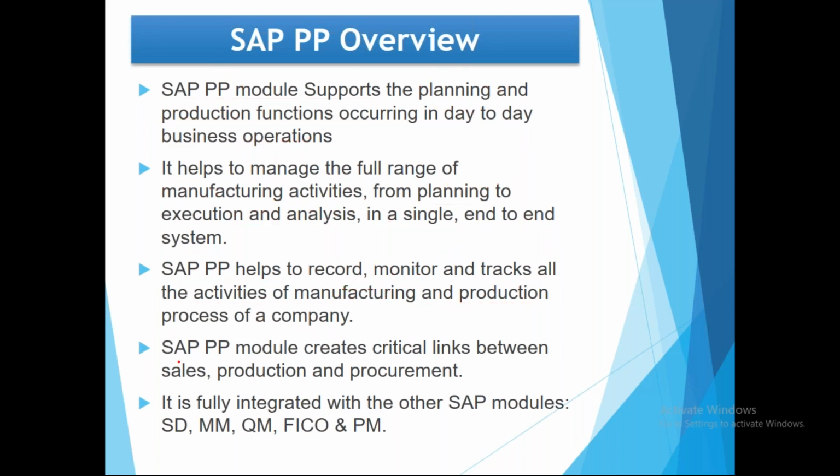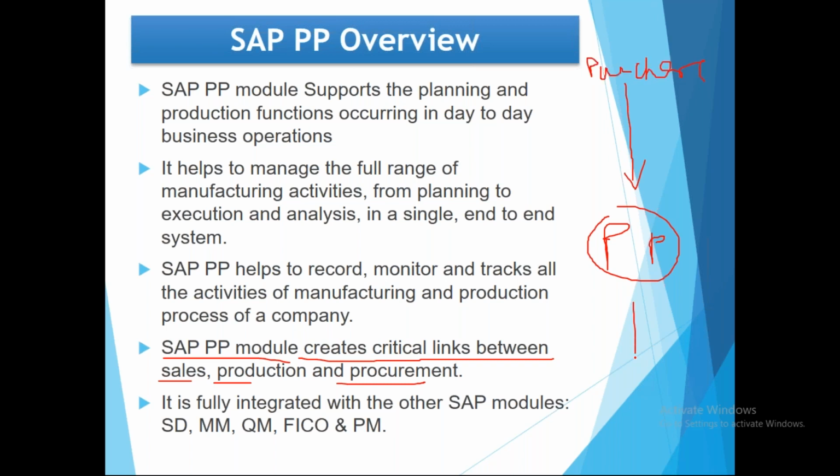Okay, and the SAP PP module creates the critical links between sales, production, and procurement. So basically, our PP module acts as a link between your purchasing activity. Here you have, let's say, PP. It acts as a link between your purchasing, your procurement, and then your sales. It acts as a link between these two. This part we will understand when we go into the subsequent classes.